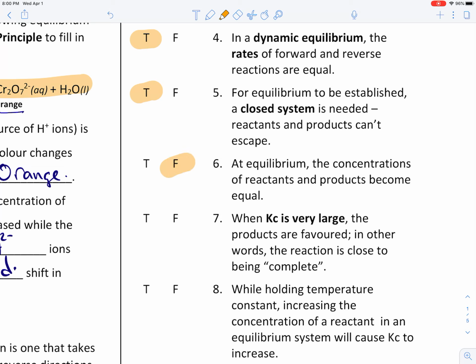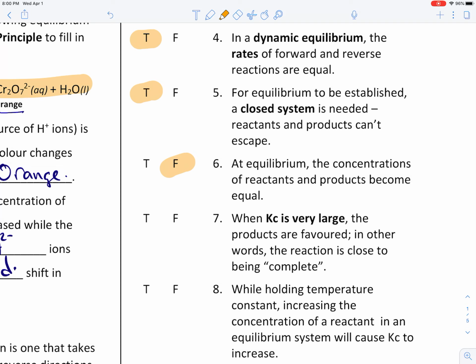That is false. We said back in number 4, the rates of forward and reverse reactions are equal, but it's rarely the case that the reactant and product concentrations would be equal. They're almost never equal. Question 7, when Kc is very large, products are favored.